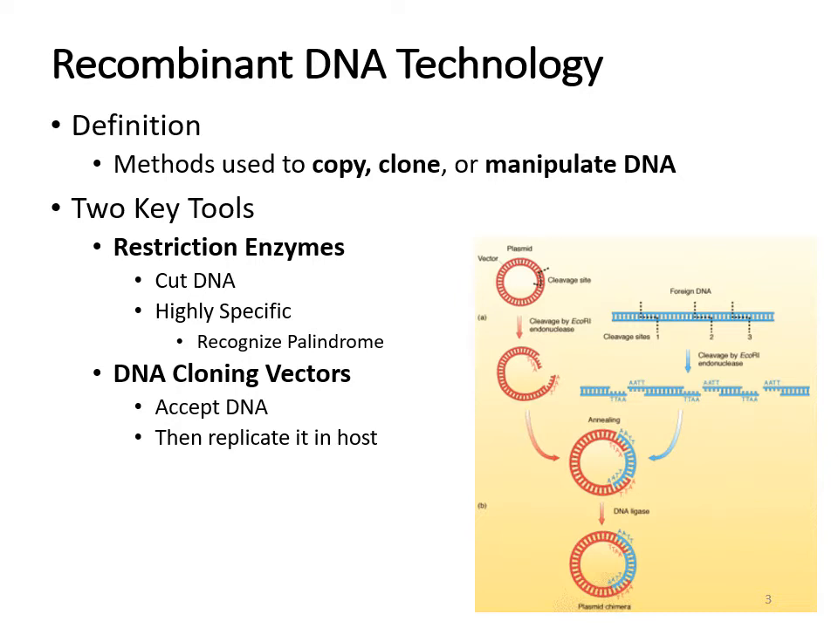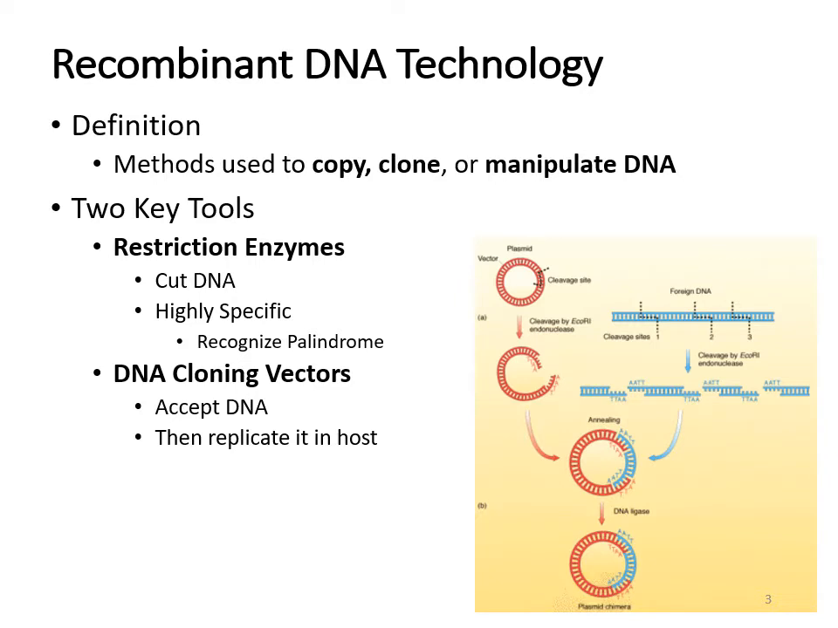So basically what you're doing with recombinant DNA technology is you are copying, cloning, or manipulating DNA, because recombinant DNA usually refers to DNA that has two different pieces of DNA put together. So recombinant DNA, think of it as a hybrid of different DNA pieces. So it has new genes that have been introduced to it.